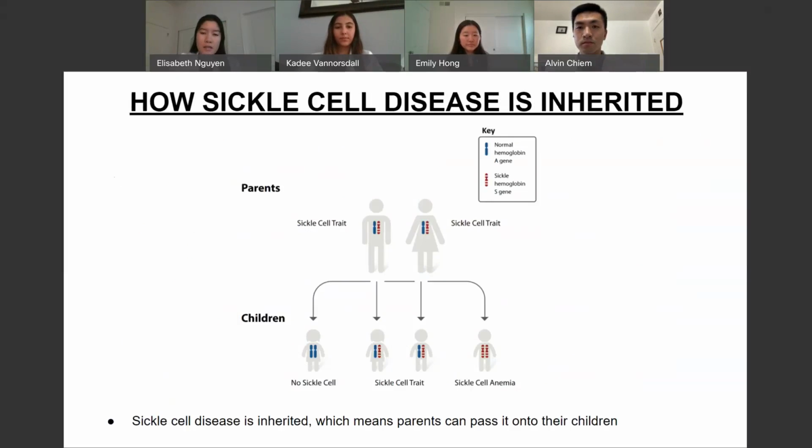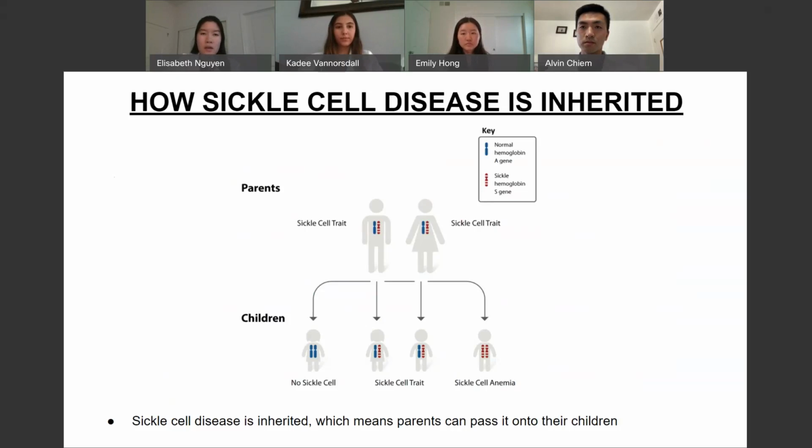However, if a child inherits the hemoglobin S gene from one parent and a normal hemoglobin A gene from the other parent, the child will have the sickle cell trait. This means that the child will likely live a normal life and not have any signs of the illness, but they can pass the trait to their children, and this can be seen with the children in the middle, whereas the child on the left receives both normal hemoglobin A genes and does not have sickle cell trait or the disease.